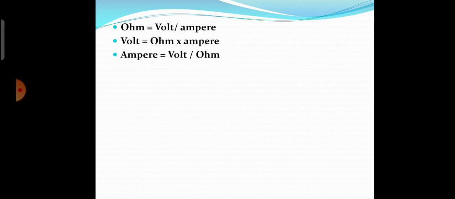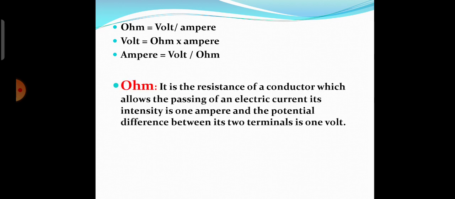Note that ohm equals volt per ampere. Why? Because resistance equals potential difference over current intensity, or V over I. So ohm equals volt per ampere. Volt equals ohm times ampere. Ampere equals volt per ohm.